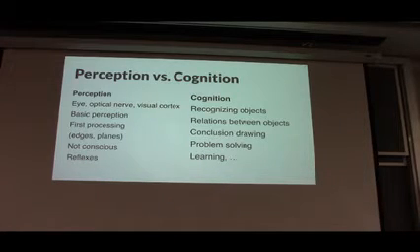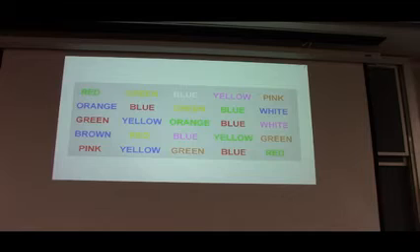So perception is associated with things like the eye, optical nerve, the visual cortex, the first basic processing that our brain does, like edges and planes. It's usually not conscious, and it's also what reflexes use. So for example, if I were to come close to you and punch you from the side, you would recognize this as a perception process and evade my punch. Cognition is about recognizing objects, making sense of relationships between objects, drawing conclusions, problem solving, and learning.